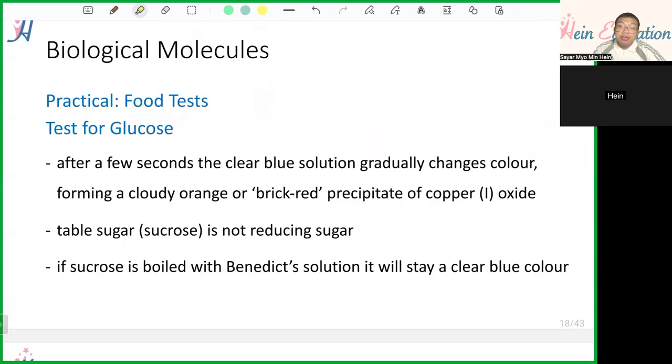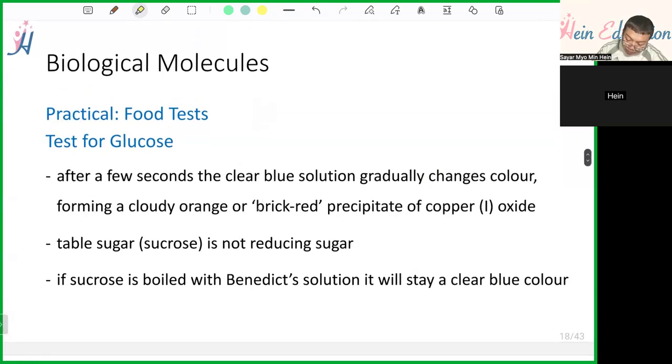The clear blue solution gradually changes color, forming a cloudy orange or brick red precipitate of copper(I) oxide. Table sugar, sucrose, is not a reducing sugar. So if sucrose is boiled with Benedict solution, it will stay a clear blue color.